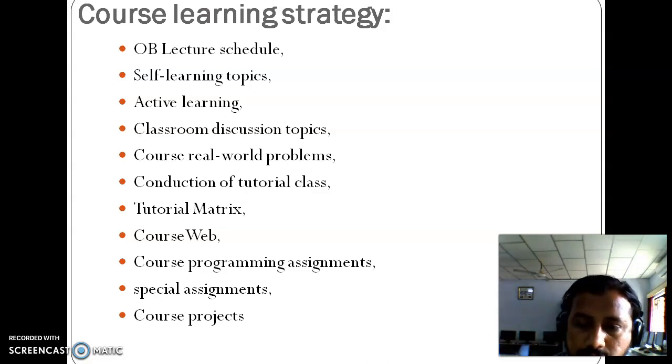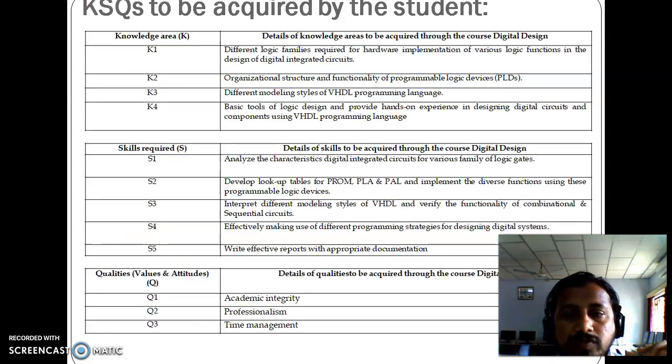Then tutorials would be conducted properly and in a very good manner. The students would be given an opportunity to solve the tutorial problems. To do this, a tutorial matrix has been created, which is available to you. You can check the tutorial matrix, and we will be asking you when you need to do it. Along with this, everything would be kept in your course set. You need to observe your course set properly, then you can get all this. And the course programming assignments, special assignments and course projects will be done.